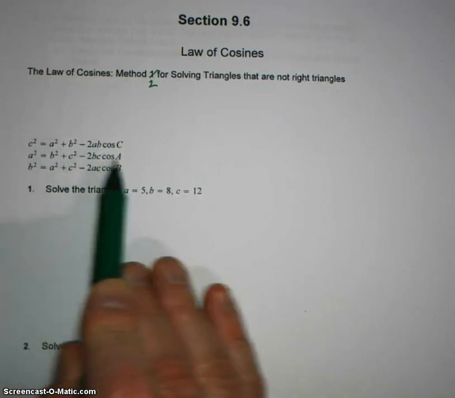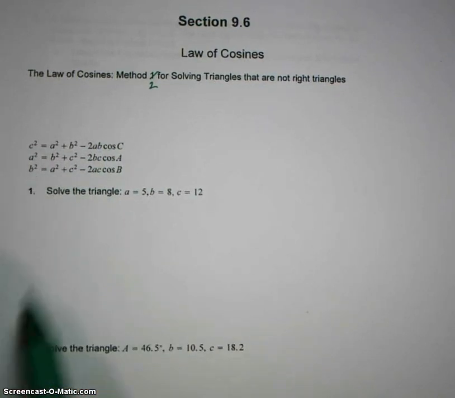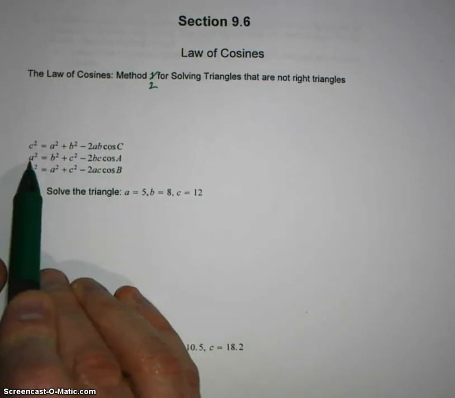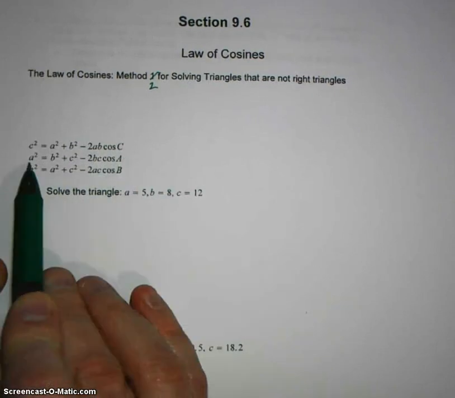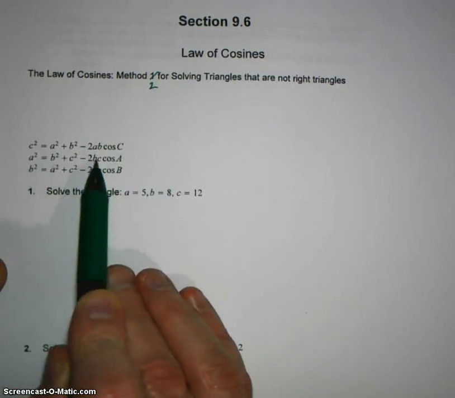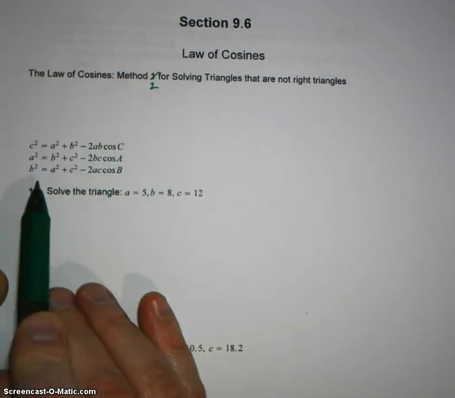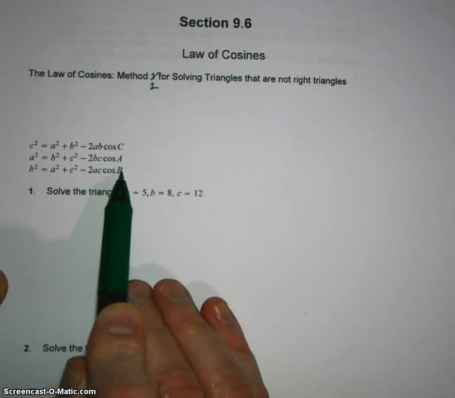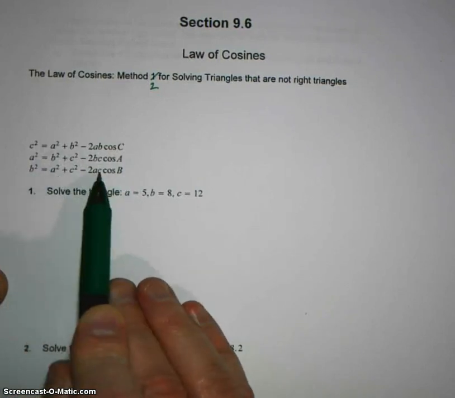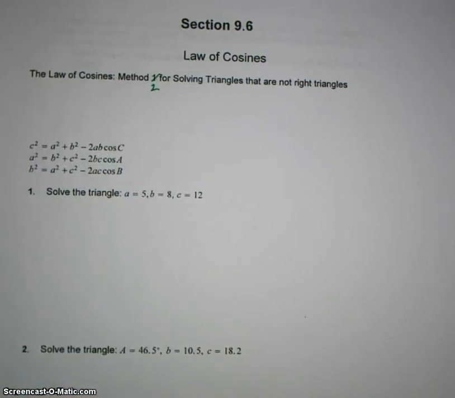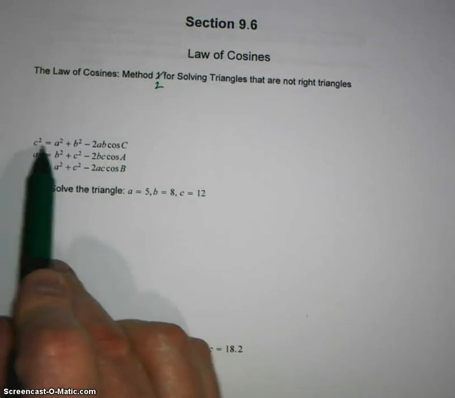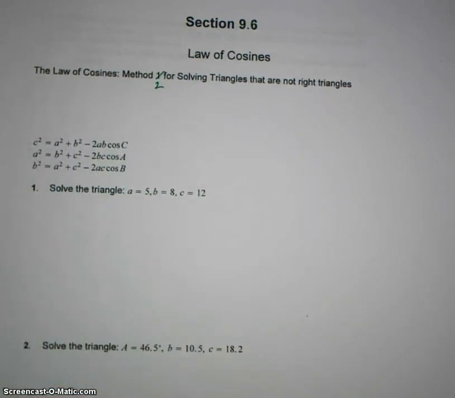Then if you look at the other two, all we really do is move the letters around. If we have a here, we have big A there. And if a is here, we have B and C in the middle and B and C in the middle. And same thing here. If we have b here, we have big B there, A and C in the middle, A and C in the middle. So once you really know the first one, you really know the other two. It's just a matter of moving the letters around.